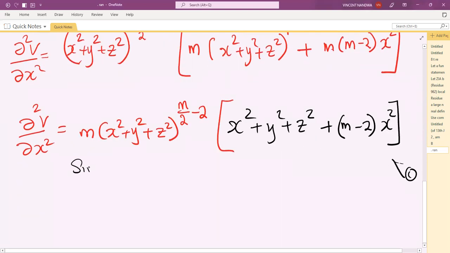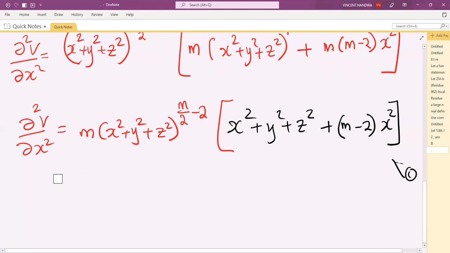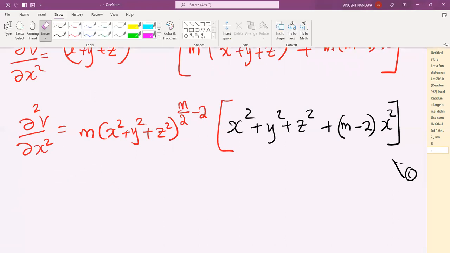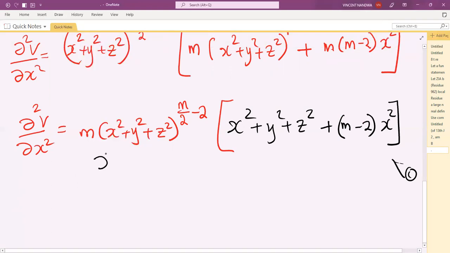Similarly, you can get the second partial derivative of v with respect to y and the second partial derivative of v with respect to z using this structure of partial squared v partial x squared.